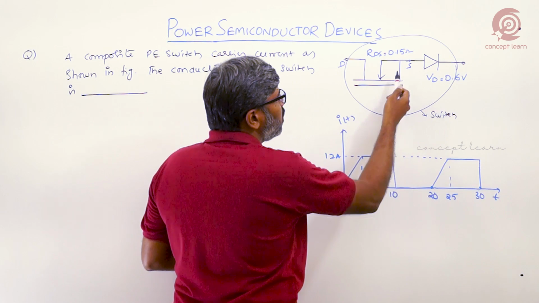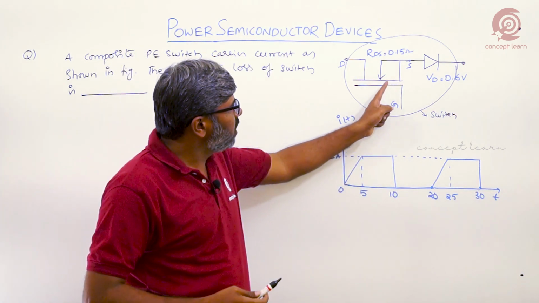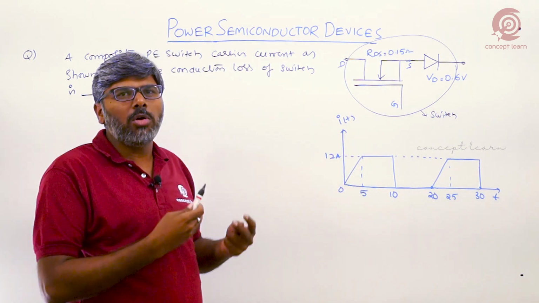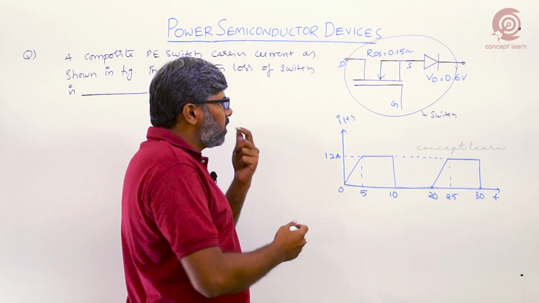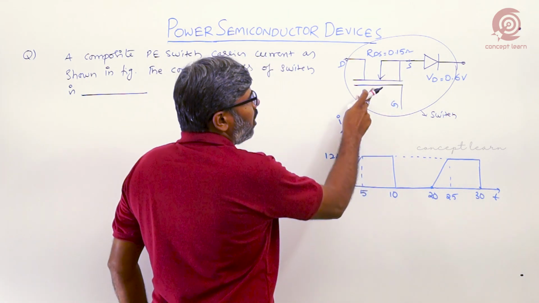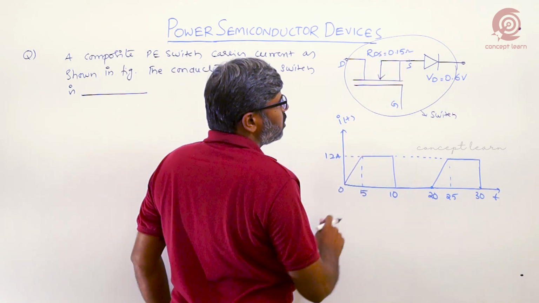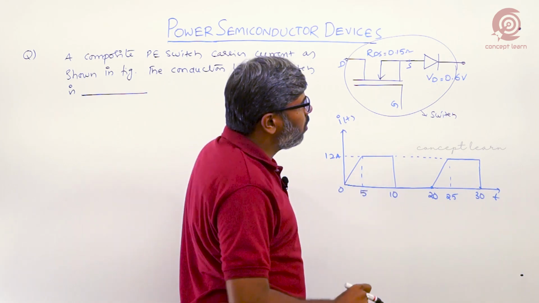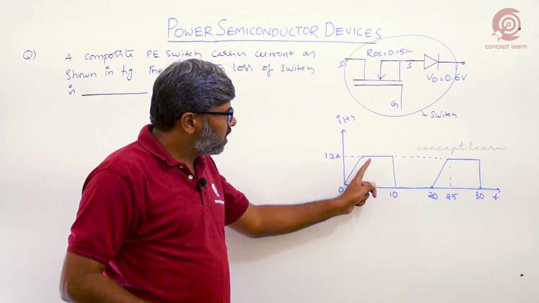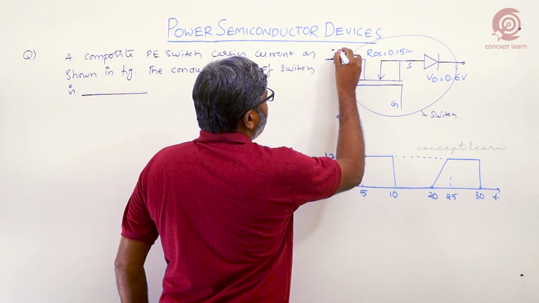The switch has two different types of switches: one is the MOSFET, and the second one is the diode. The combination of MOSFET and diode is one composite switch. So the switch, a MOSFET and diode combination, has an on-state resistance of the MOSFET given as 0.15 ohms. The on-state drop of the diode is given as 0.6 volts. So this is the current variation of the switch. The current flowing through the switch is I of t.